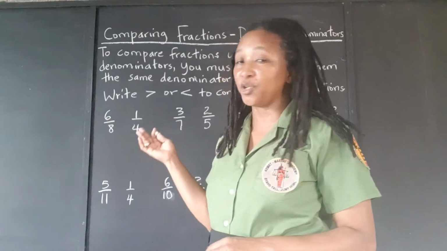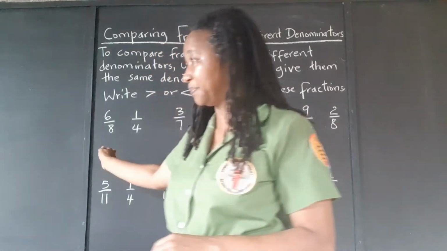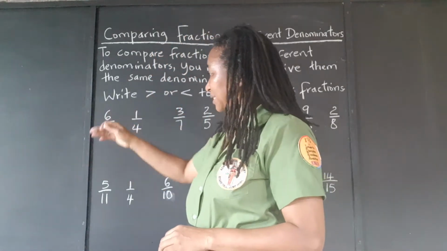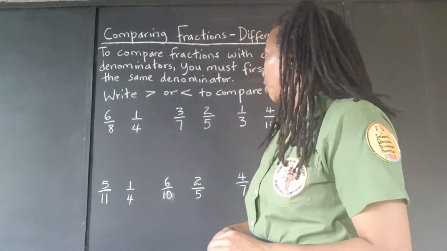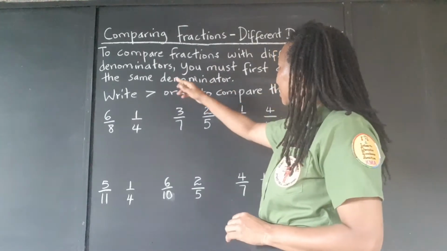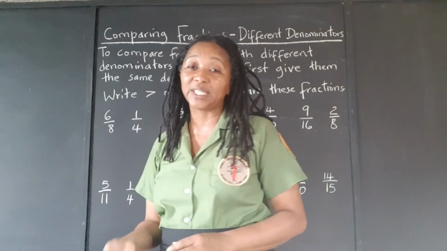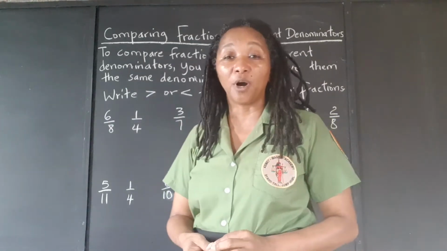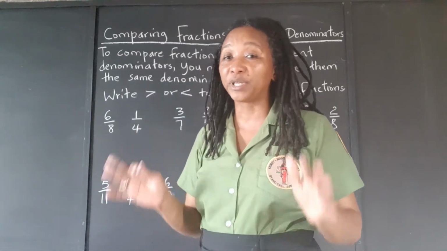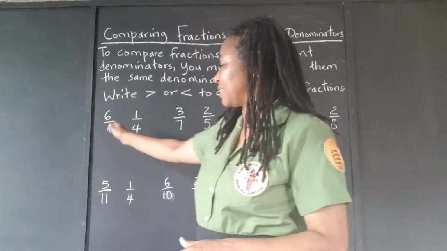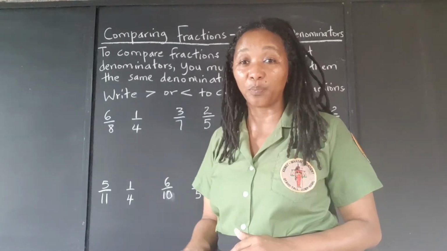So we can't just compare the numerators as we did when the numbers at the bottom, the denominators, were the same. This time we actually have to do an additional step. To compare fractions with different denominators, you must first give them the same denominator. Do you remember how easy it was to compare the fractions once they had the same denominator? It was pretty easy. So we need to get these fractions to the point where they have the same denominator, and then we can compare them.